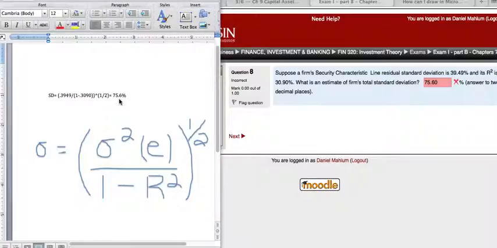And the only thing that I did wrong, as you probably noticed, is that I forgot to square my line residual standard deviation. So that's the main error that I made in finding my final answer.